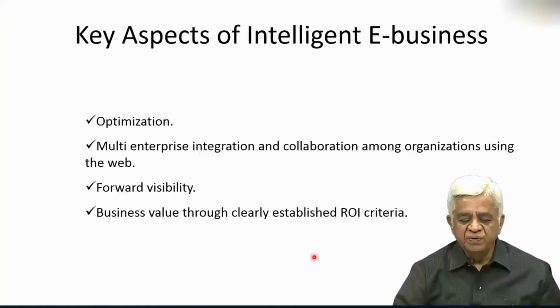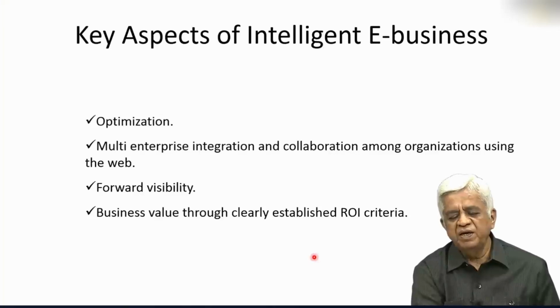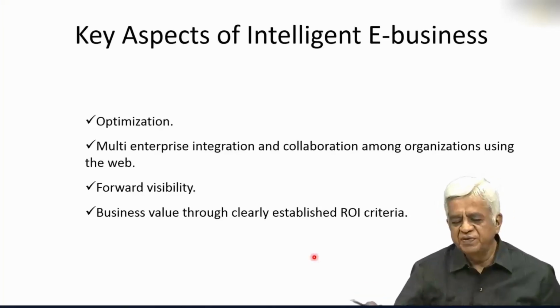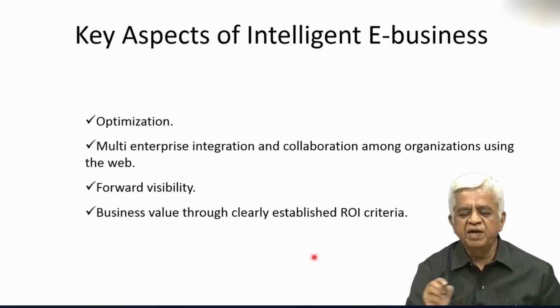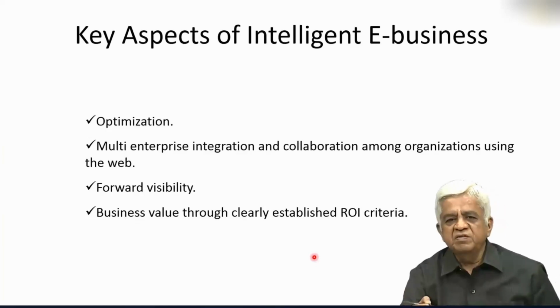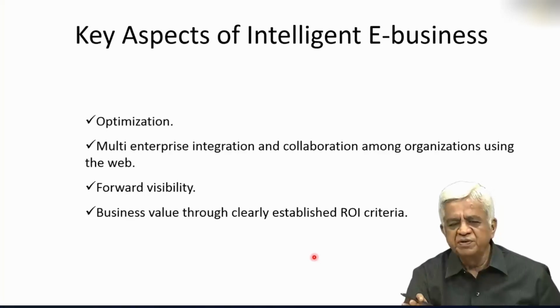So now what all we said, this extranet, this e-commerce, all this is making e-business become more intelligent. Earlier it was just e-business. Now all these aspects are making it intelligent e-business. So what are the key aspects of this intelligent e-business? One is optimization. What is optimization?